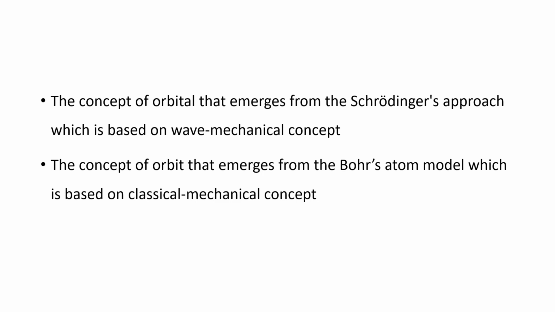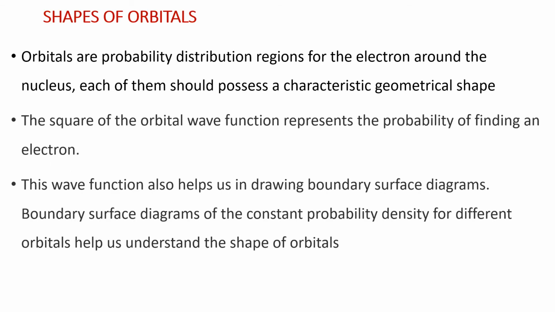The orbital concept originates from consideration of the electron as a standing wave. The orbit concept originates from a consideration of the particle nature of the electron, and it is against the concept of wave nature associated with it. These are the main points that distinguish orbit and orbital.